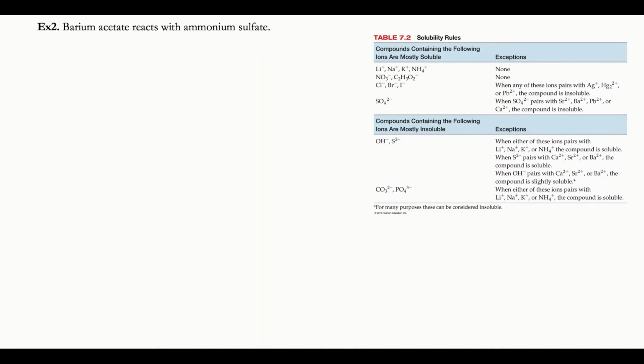All right, for the next question, it tells me barium acetate reacts with ammonium sulfate. Okay, so let's write this out. Barium has a 2+ charge. Acetate is C2H3O2 minus. Okay, so when I cross my charges, what I get is barium C2H3O2 and then a subscript 2 because I crossed my charges. Okay, so that's my first reactant.